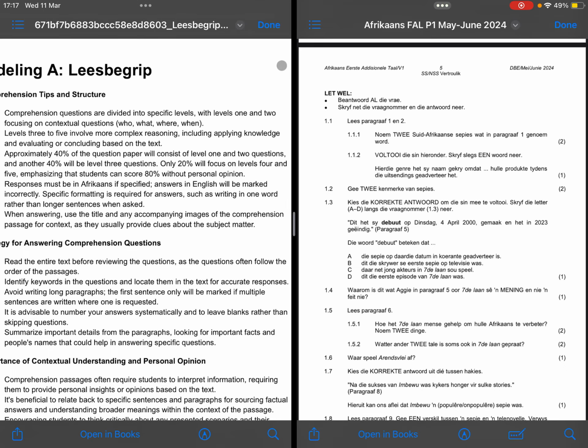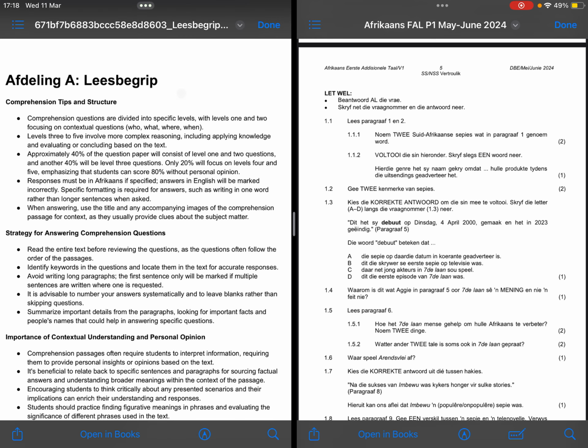So yes, guys, welcome. Today we're talking about comprehension. On this side of the screen, we will be looking at the tips that you can study and remember for your Afrikaans comprehension. And on this side is just an example paper so that we can see how these rules apply.